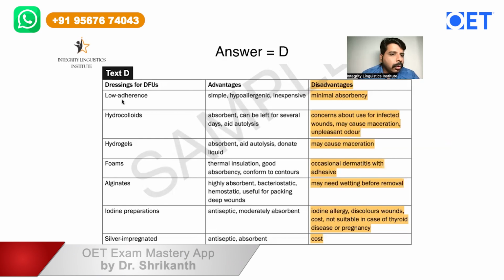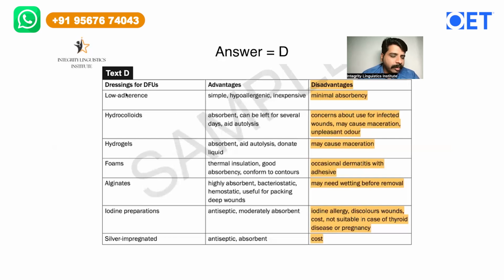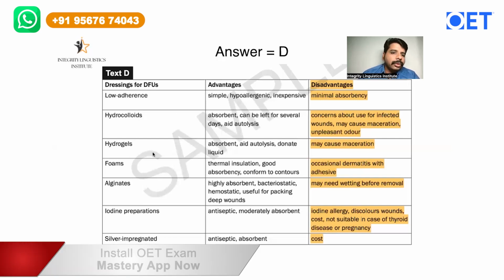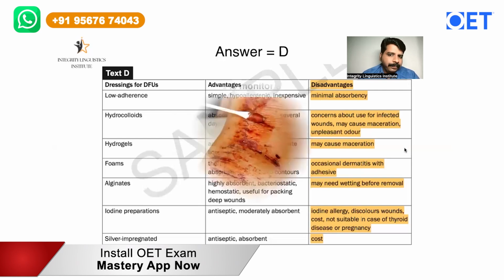So if we choose low adherence dressing product, then it will have minimal absorbency. So for this reason, we must not choose low adherence. If you are choosing hydrogels dressing product, then the reason to not choose this is because it can cause maceration. So therefore, we must not choose hydrogels. Okay, so the answer is D.